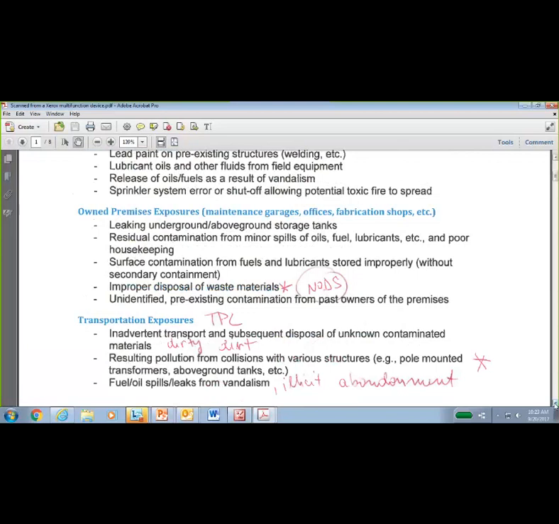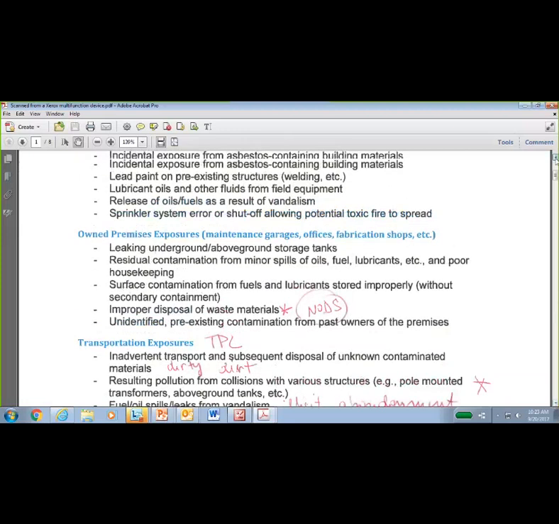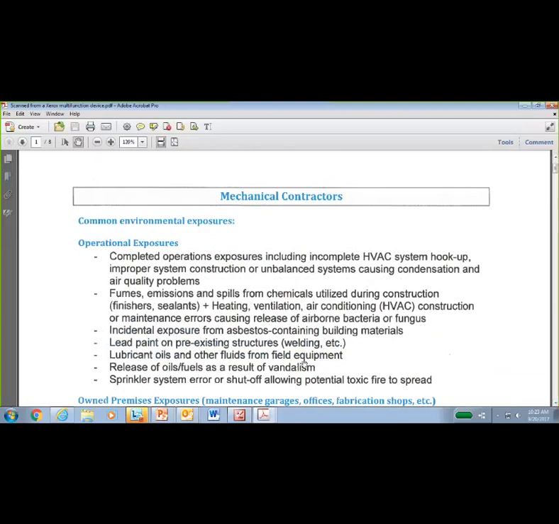Sometimes they do improper disposal of waste materials, where our non-owned disposal site coverage kicks in. They could be transporting unknown contaminated materials. They can have large fuel oil spill leaks, either from vandalism or just from their own equipment. But the main exposure on your mechanical contractors will always be mold or any type of air quality related issue.